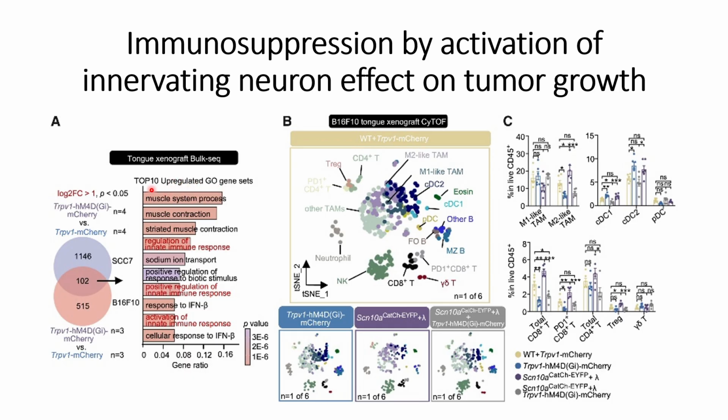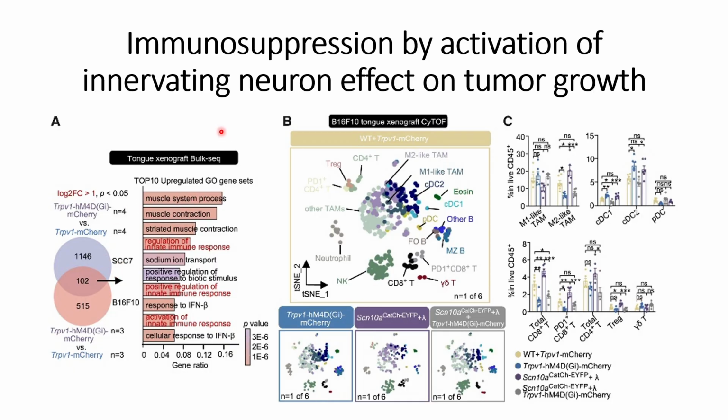The top 10 signaling pathways that are upregulated are shown here, including regulation of innate immune response and activation of innate immune response. This indicates that immune response is high in the chemogenetic inhibition compared to the control case.